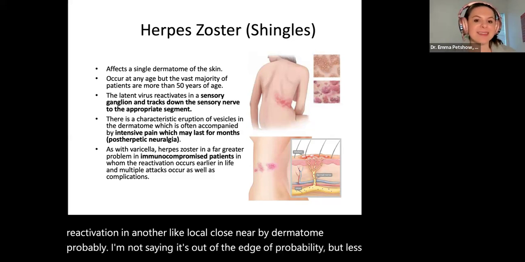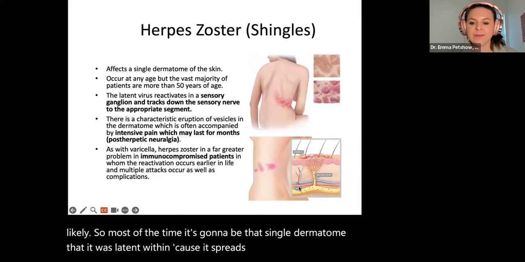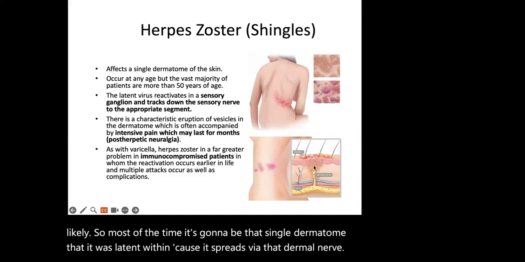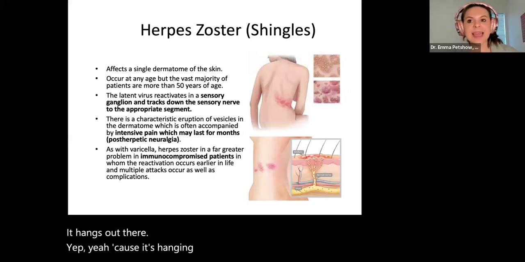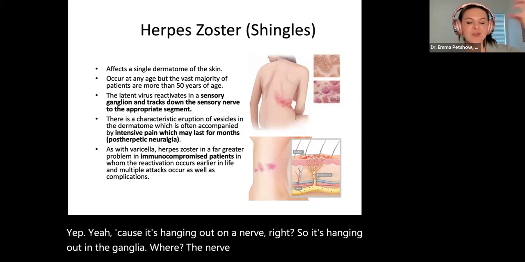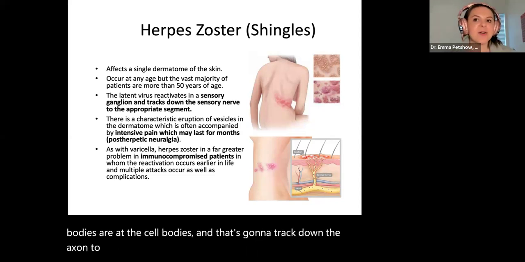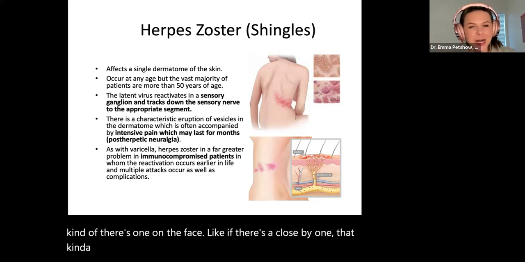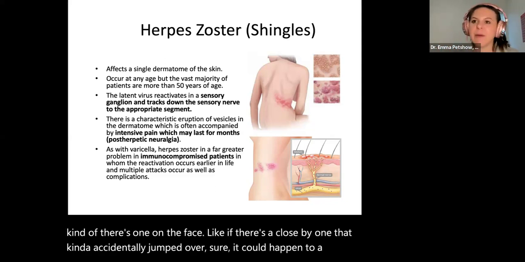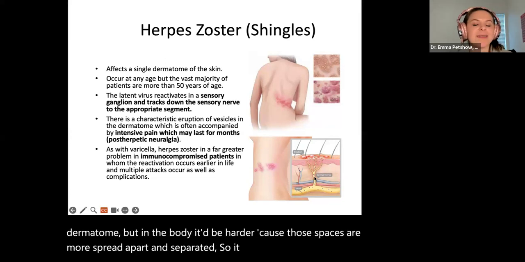So most of the time, it's going to be that single dermatome that it was latent within because it spreads via that dermal nerve. Oh, okay. So once it finds its home, it just hangs out there. Hangs out there. Okay, awesome. Thank you so much. Yeah, because it's hanging out on a nerve, right? So it's hanging out in the ganglia where the nerve roots or the neuron bodies are, the cell bodies, and it's going to track down the axon to the surface. And so if there was a close by axon or neuron, like maybe there's one on the face, if there's a close by one that accidentally jumped over, sure, it could hop into a different dermatome. But in the body, it'd be harder because those spaces are more spread apart and separated. So it typically is going to present on the same dermatome.